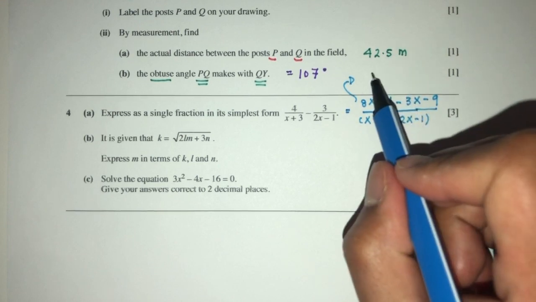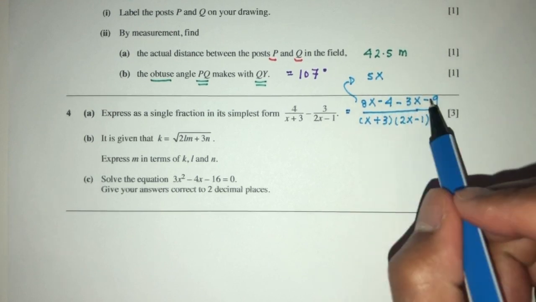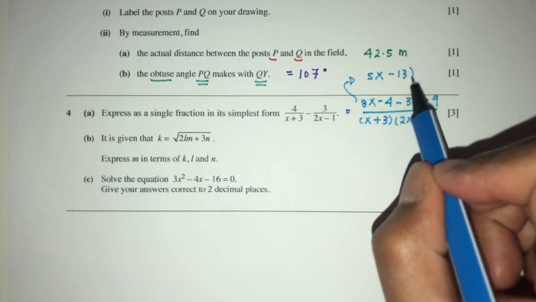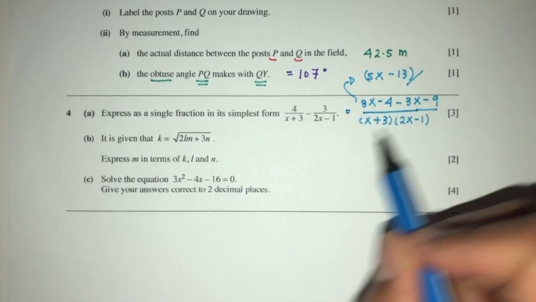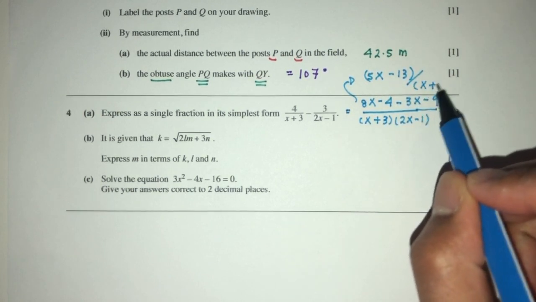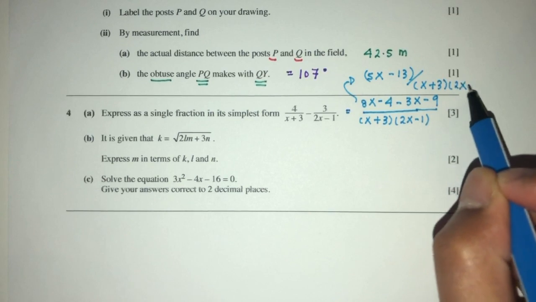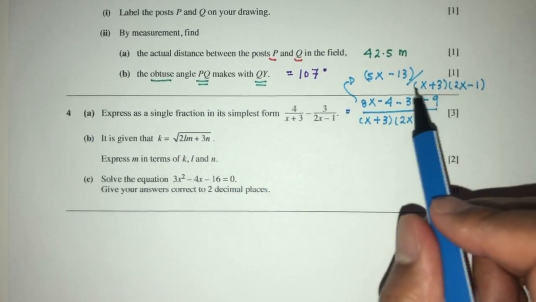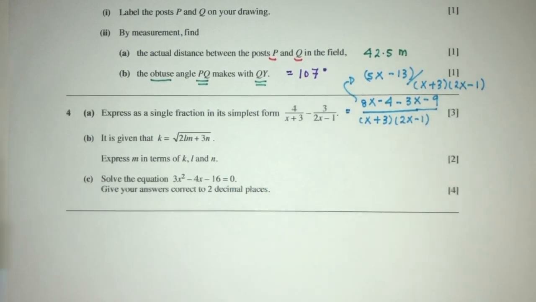8 minus 3, that will be 5x. Minus 4 minus 9 will be minus 13. And everything over the same thing, which is (x plus 3)(2x minus 1). Now again, you can always expand and find the simplest form. I will leave that up to you guys to simplify. So expand the brackets, you will find the answer.